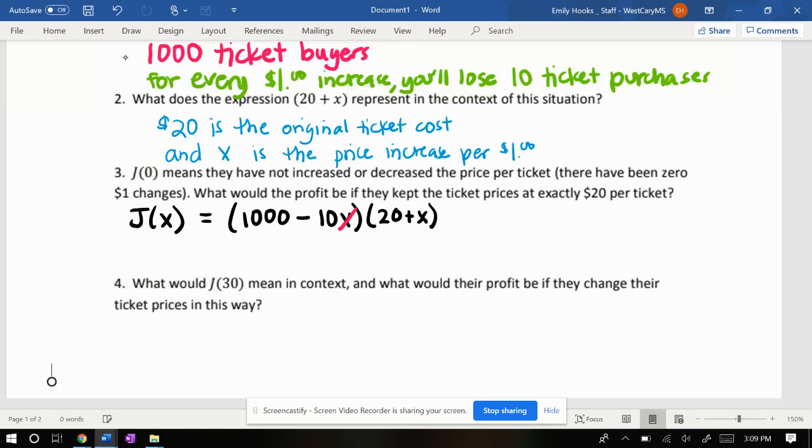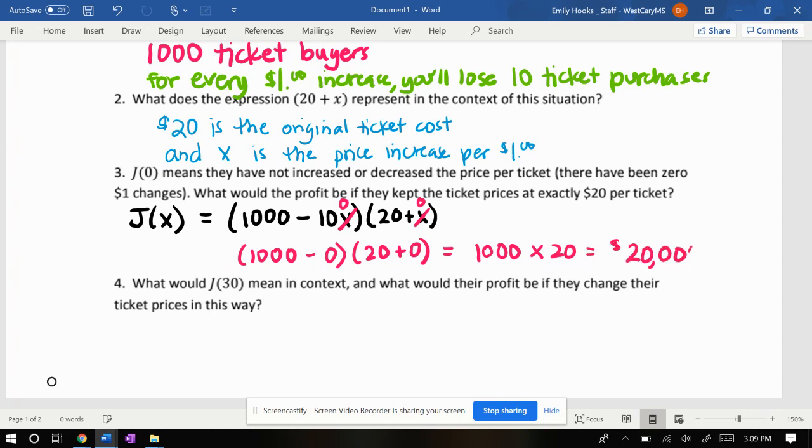So this is going to be replaced with a 0, as is this. Then you'll have 1,000 minus 0 times 20 plus 0. And that's going to give you 1,000 times 20, which is $20,000. So they would profit $20,000 if they do not increase their ticket prices.